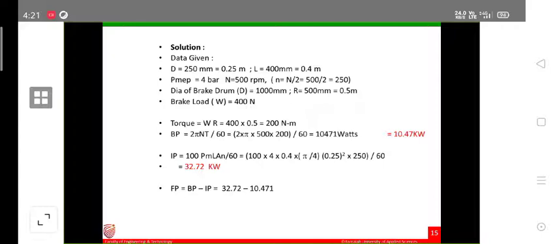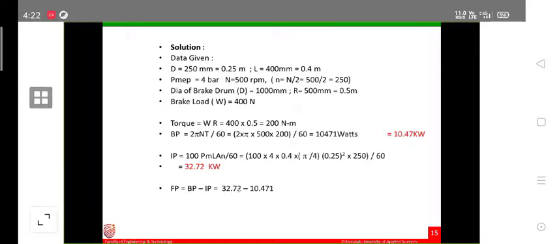So finally, frictional power they asked you to calculate. That means brake power, sorry, this is actually it should be reverse. That is indicated power minus brake power. Here they have mentioned it in another way, but frictional power should be indicated power minus brake power. Please make a note of that.